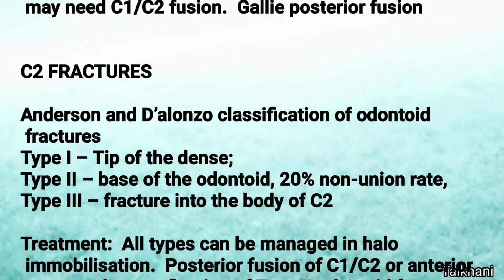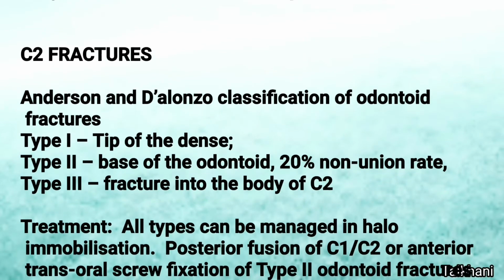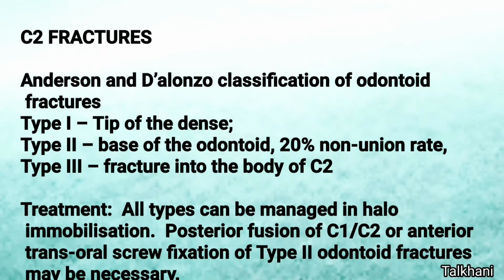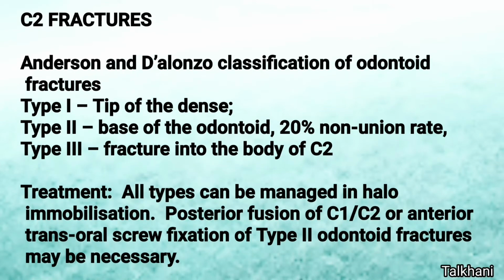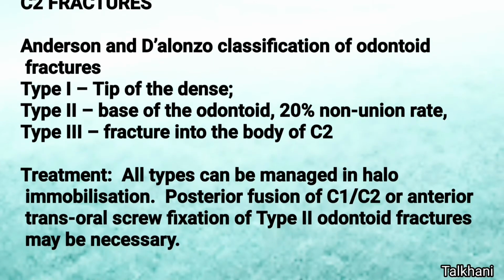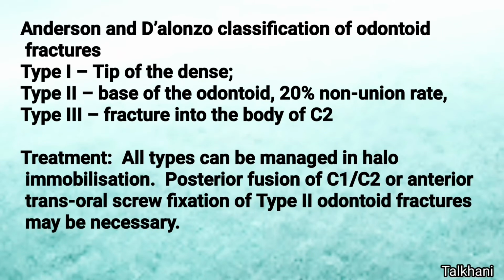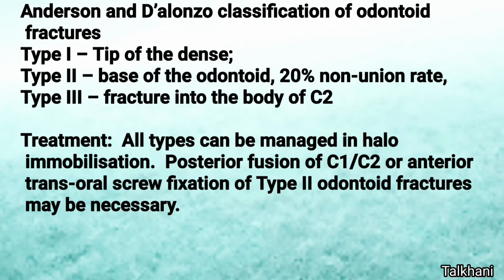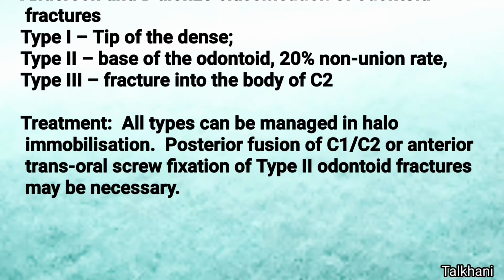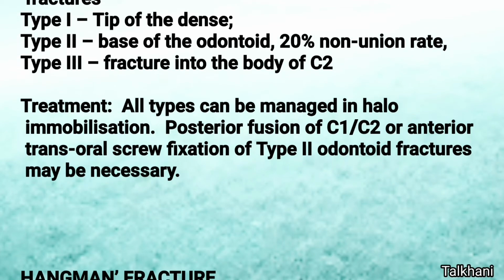Treatment: all types can be managed in halo immobilization. Posterior fusion of C1 and C2 can be an option. Anterior transoral screw fixation of type 2 odontoid fractures may be necessary.